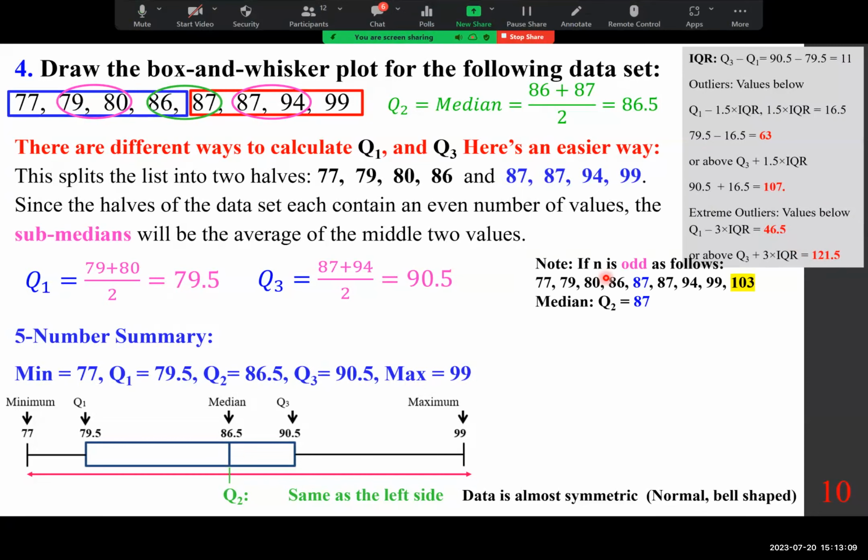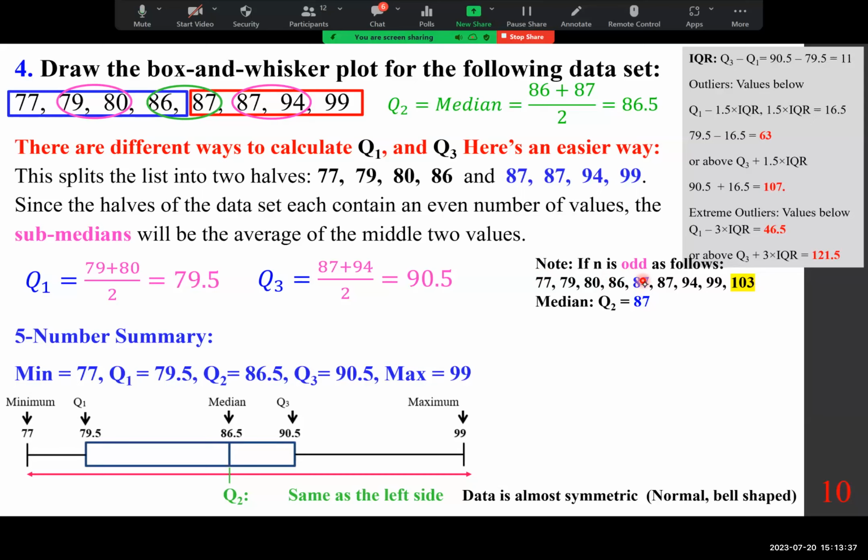Also, note if n is odd. Notice if n is even here, because we have 8 pieces of data, we write the same thing. I just make up something and add 103. I want to remind you of the difference: what happens if it's odd? The one in the middle is 87 because there are 9 pieces of data. The 5th one is right in the middle, and that's your Q sub 2.